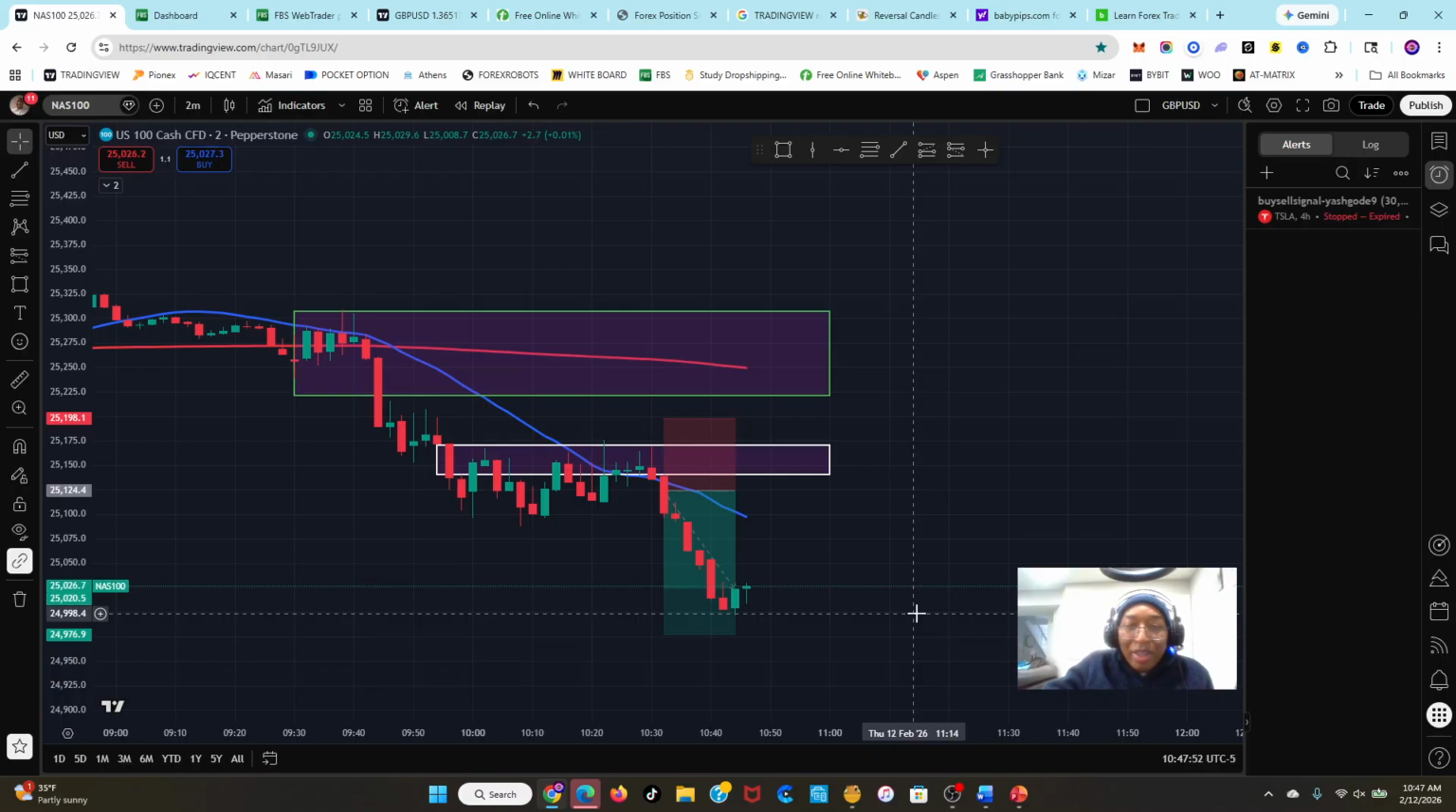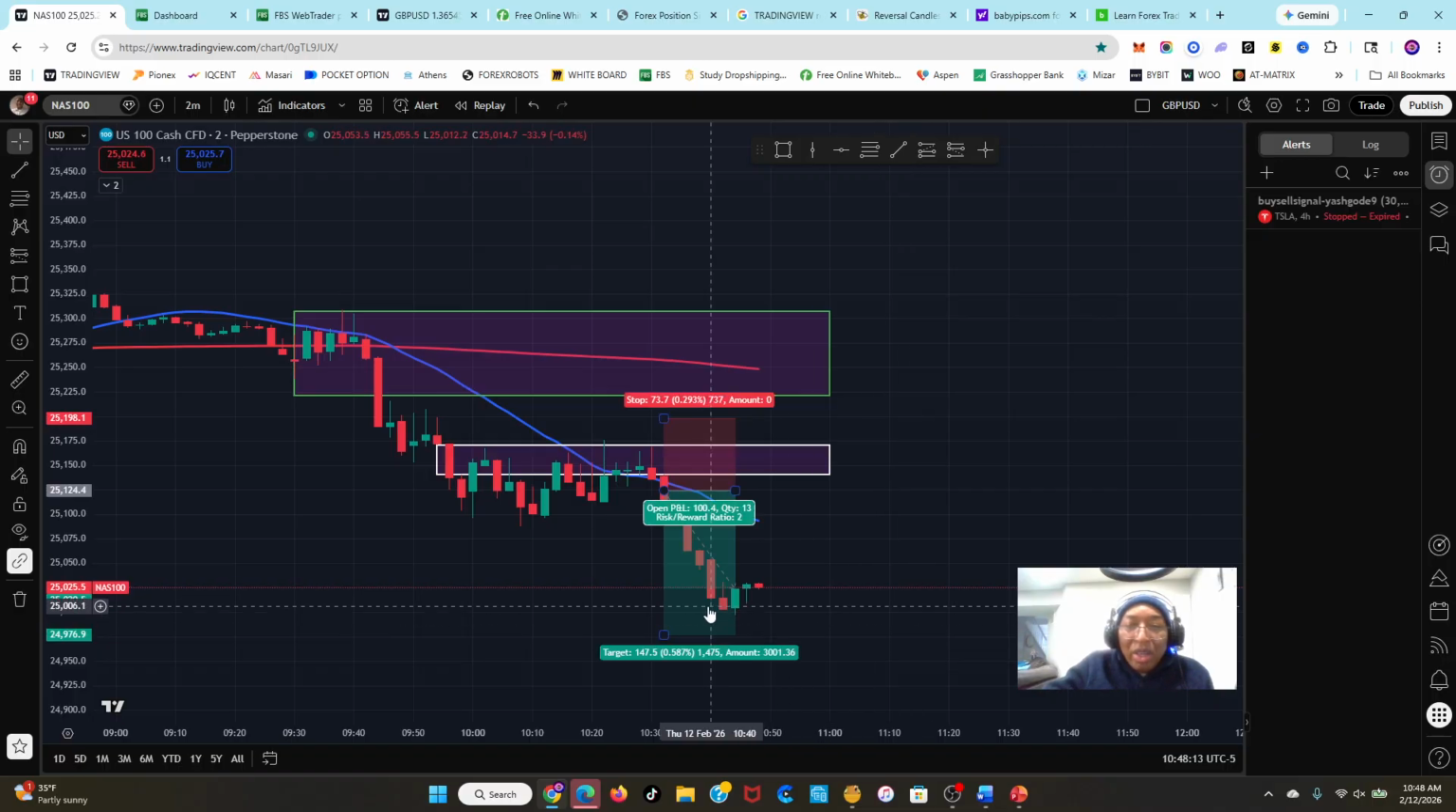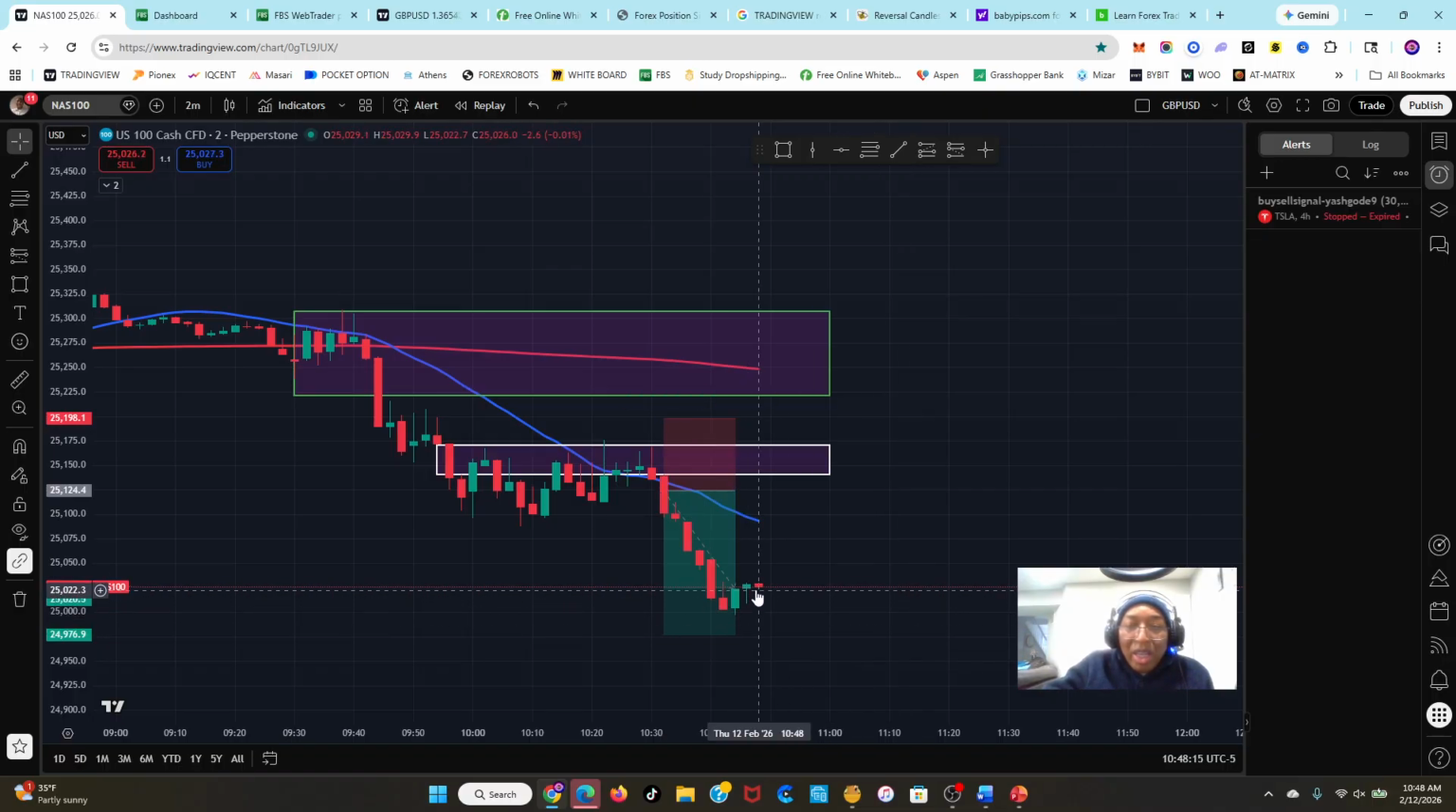But wait. Yes, it's printing a green candle. We are in for a reversal. Yes, printing green candles. So this is a reversal. If we get a third candle that is green, that's a reversal.